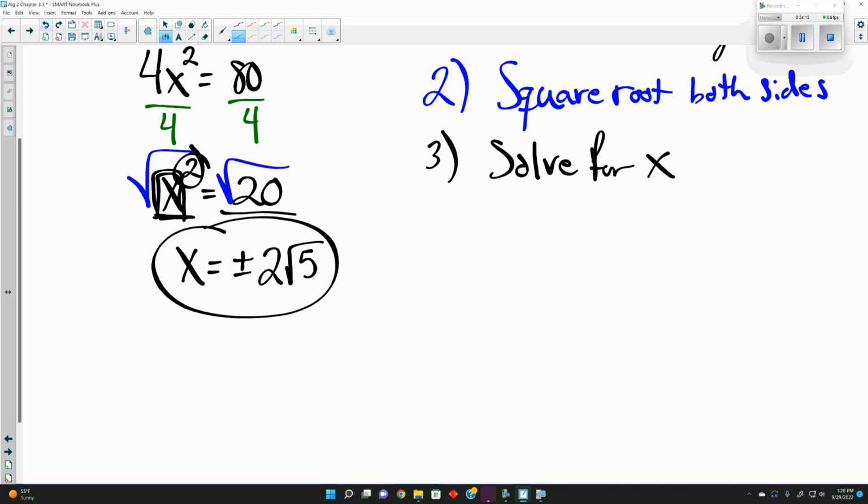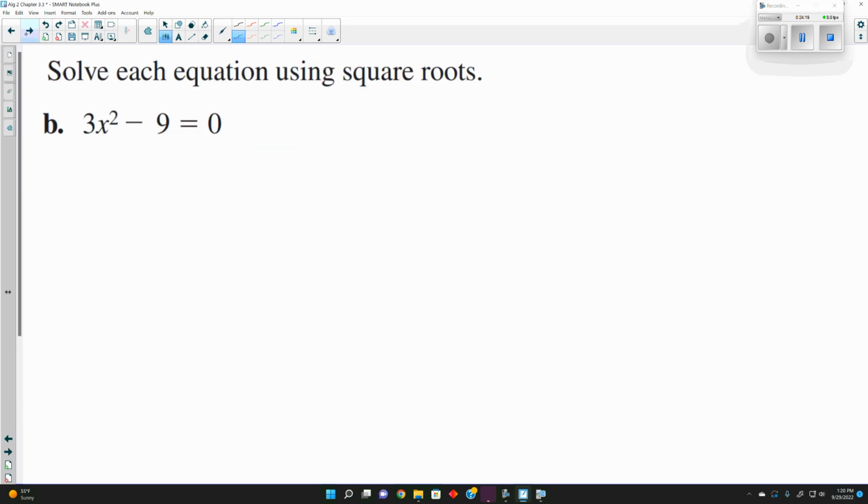And now this method works for others because we could have x cubed equals 20, and we wouldn't take the square root, we would take the cubed root. So we can do this with higher powers.